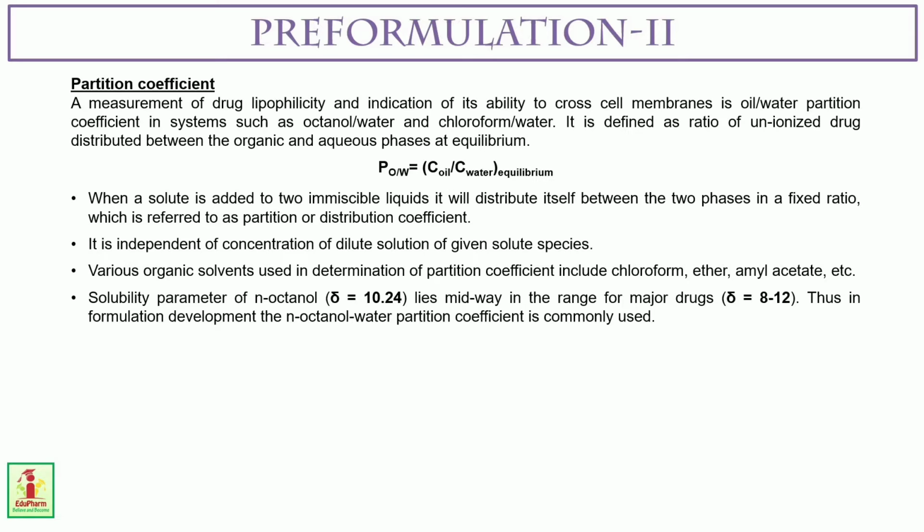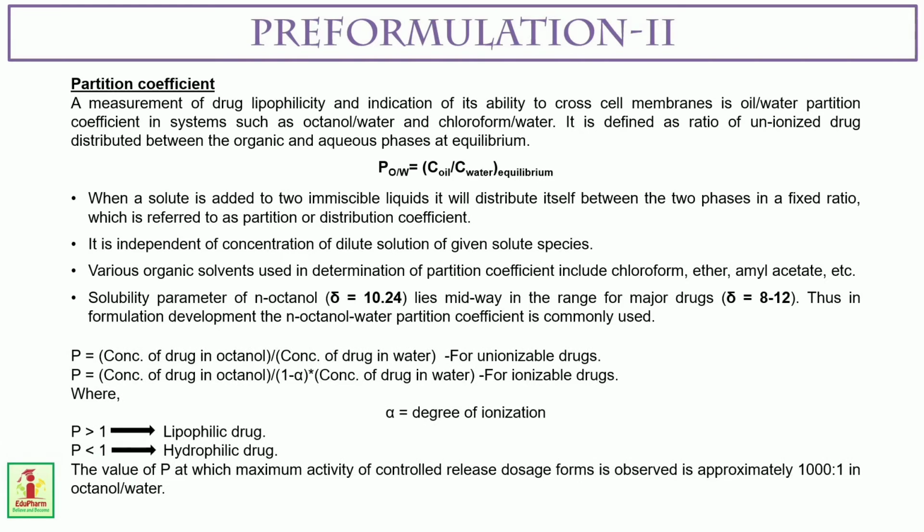The equation is like P equal to concentration of drug in octanol divided by concentration of drug in water for unionizable drugs, and for ionizable drugs it is P equal to concentration of drug in octanol divided by 1 minus alpha into concentration of drug in water, where alpha is the degree of ionization. If P is greater than 1, it is considered a lipophilic drug, and if P is less than 1, it is considered as a hydrophilic drug.